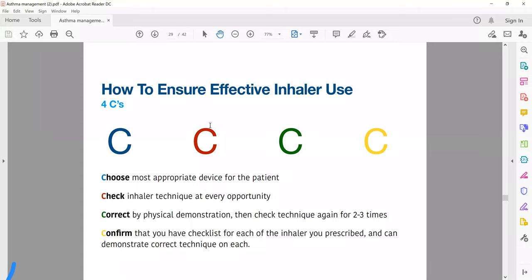The most appropriate device we're going to choose, and then check his inhaler technique. All studies said that you should never assume that the patient already knows how to use his medication. Even if the patient was diagnosed in the past 10 years, you have every opportunity to recheck the inhaler technique of the patient and correct it by physical demonstration, which is the most effective way to teach the patient, then check his technique 2 or 3 times. Then confirm his prescription and his demonstration.